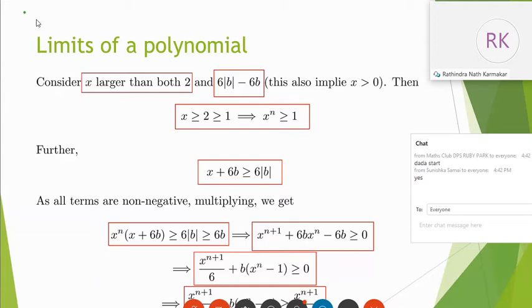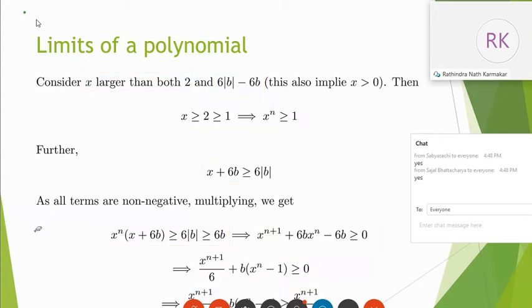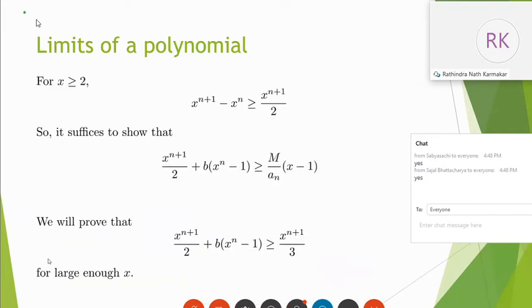So did you get why it is sufficient to prove for x greater than or equal to 2 and x greater than or equal to 6|b| - 6b? Yes. Okay. The gist is we just need some y, not the optimal y. So let's go over to the previous slide once. Now we have proved that this statement is true.